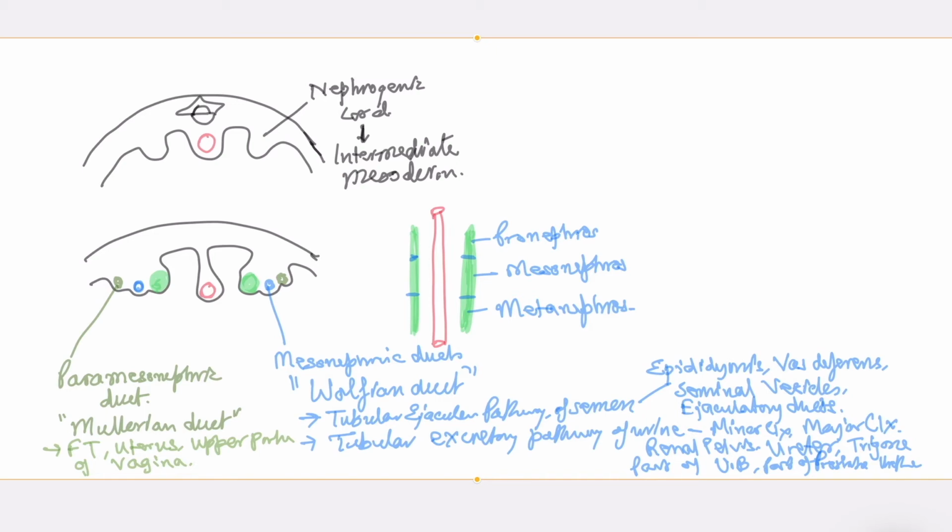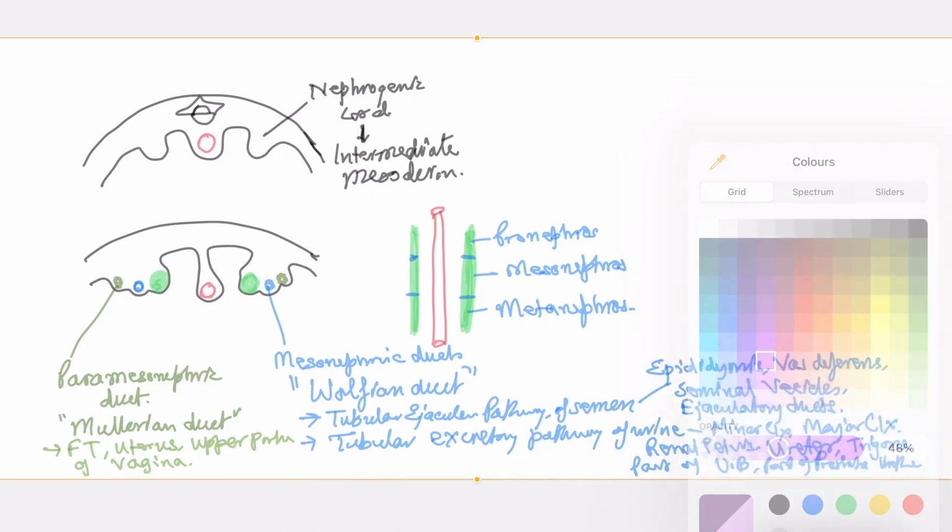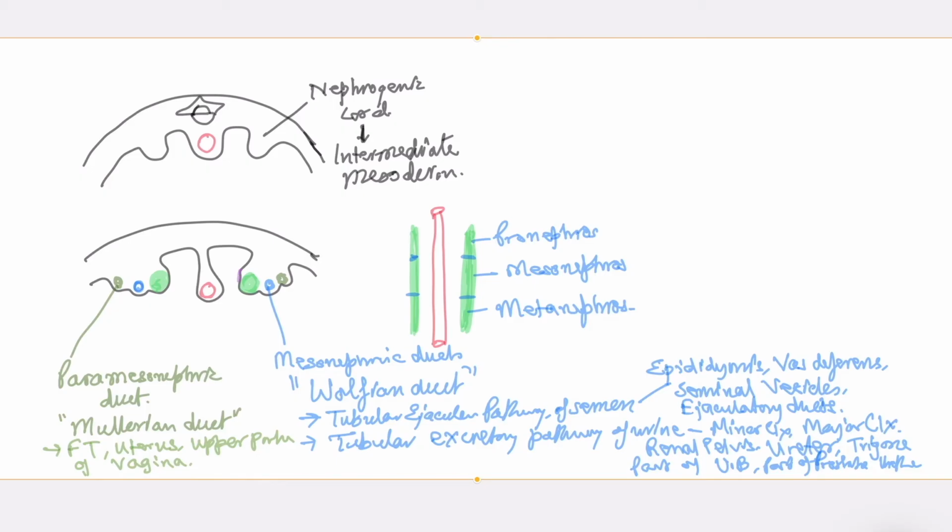This nephrogenic cord you are seeing here, on its medial side, this epithelium on the medial side of the nephrogenic cord, this portion I've drawn in pink color. This actually is going to develop into the genital ridge. Now let's zoom into the image of one side.